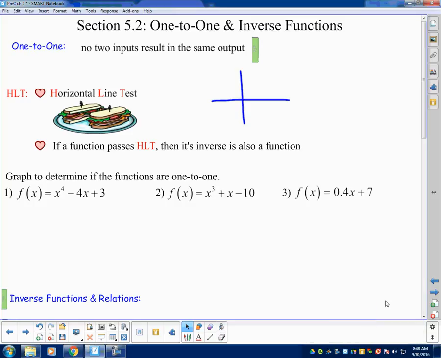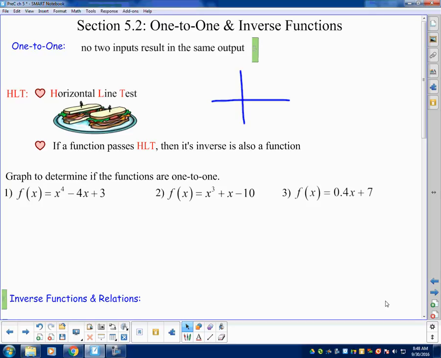Okay, so 1-to-1 means no two inputs result in the same output. And the horizontal line test is analogous to the vertical line test, except that we're drawing a horizontal line, and if that horizontal line passes through more than one point, the function is not 1-to-1. And if the function is not 1-to-1, then its inverse is not a function. If it is 1-to-1, then its inverse is a function. Those are the ones that we care about.